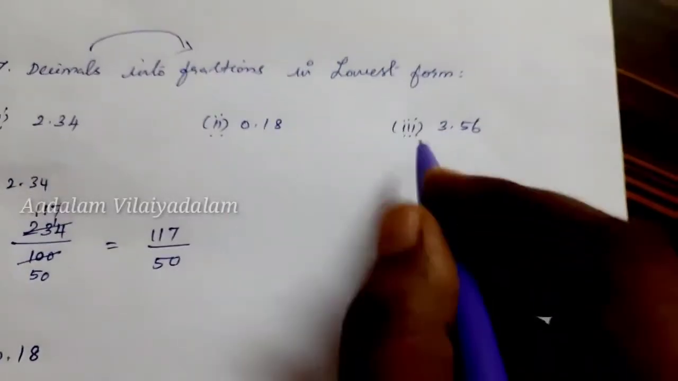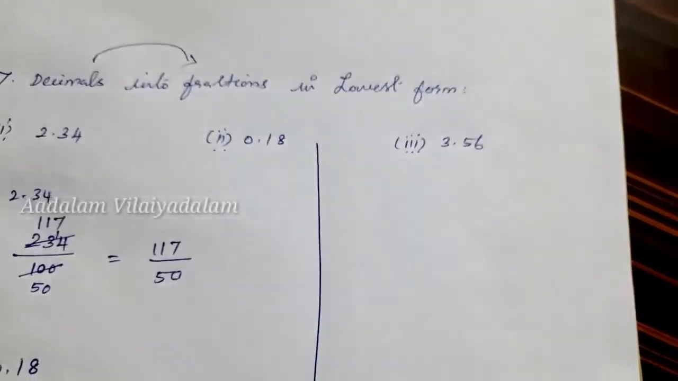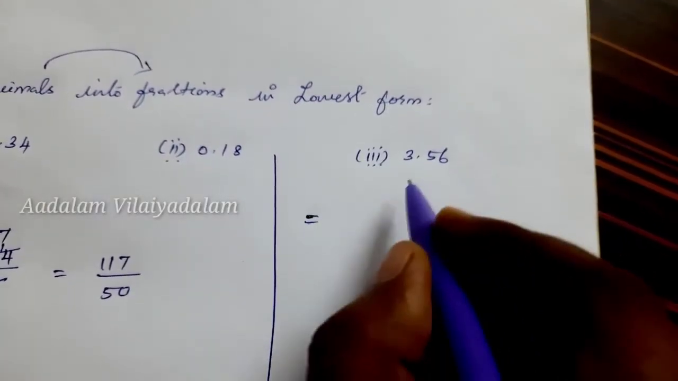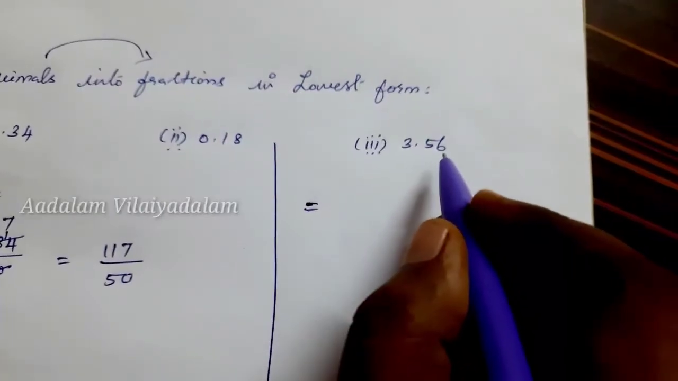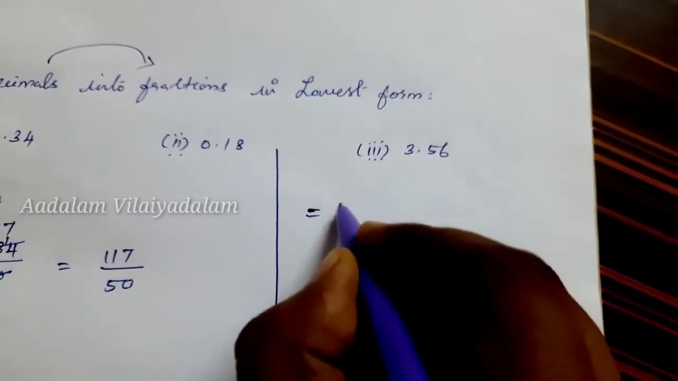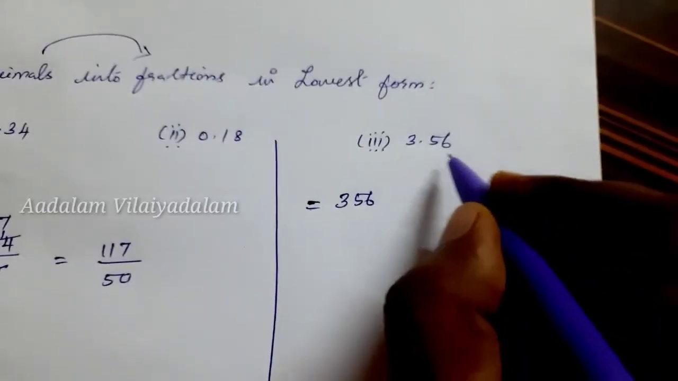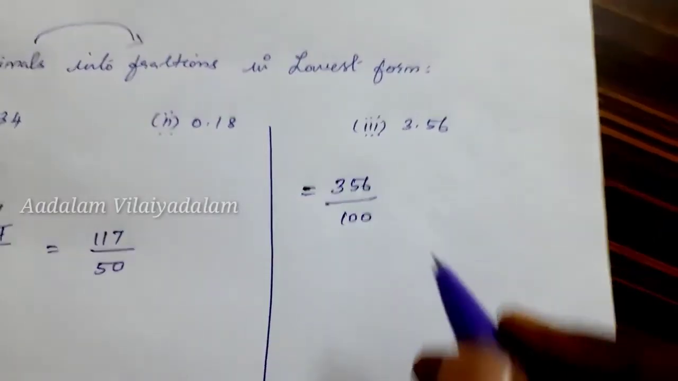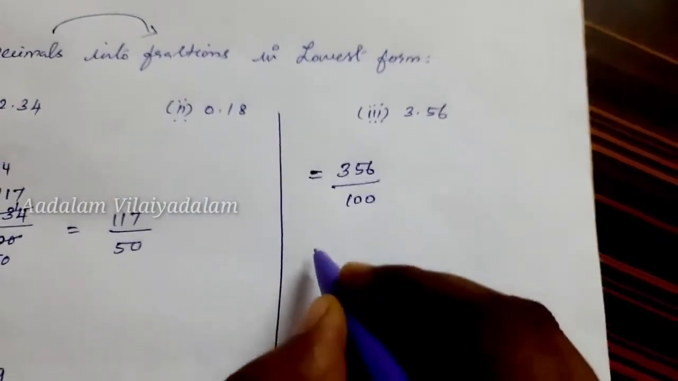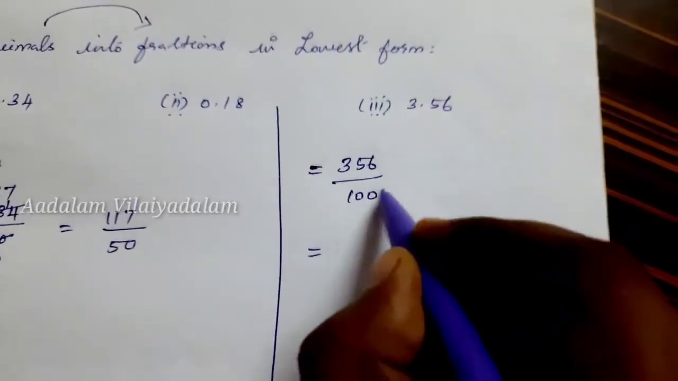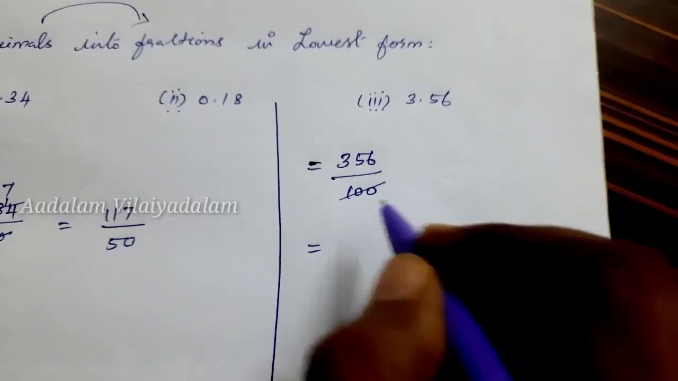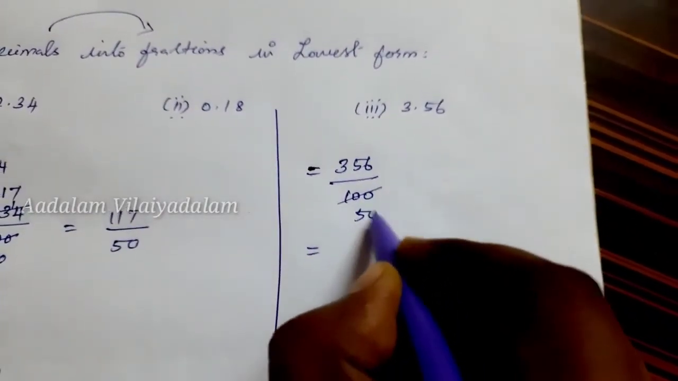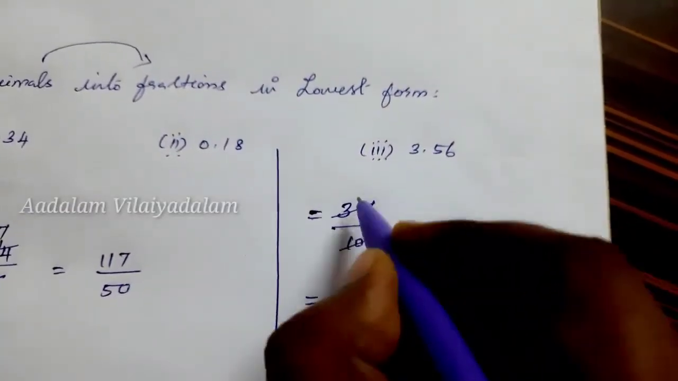Now the third question is 3.56. Here, write the decimal form in the fractional form. Therefore, write the number as it is and count the digits after the decimal point. There are two digits, so add two zeros, which makes 100. Then we can reduce the fraction. If we divide it by 2, we are starting from the minimal number of the table. So that is 50. Then if we divide, we get 1.